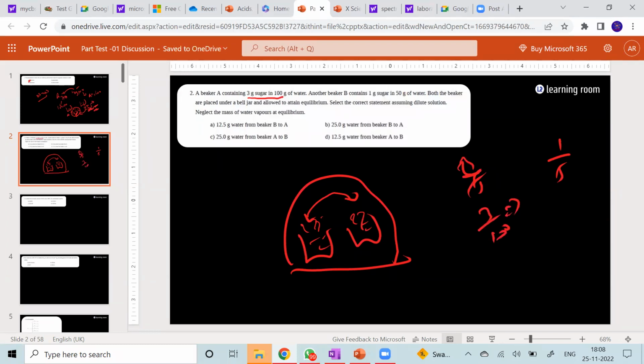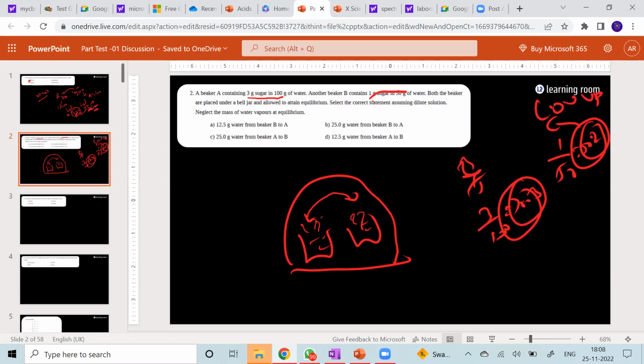3 divided by 100 is 0.03, and 1 divided by 50 is 0.02. Which value is higher? This value is higher, so this concentration is higher. And we know that whenever the concentration of the solute is higher, the vapor pressure will decrease. So can I conclude that the one with the higher ratio will have lower vapor pressure, and the other will have higher vapor pressure? Now what is going to happen? The H2O molecules are going to flow from the higher vapor pressure side to the lower vapor pressure side.